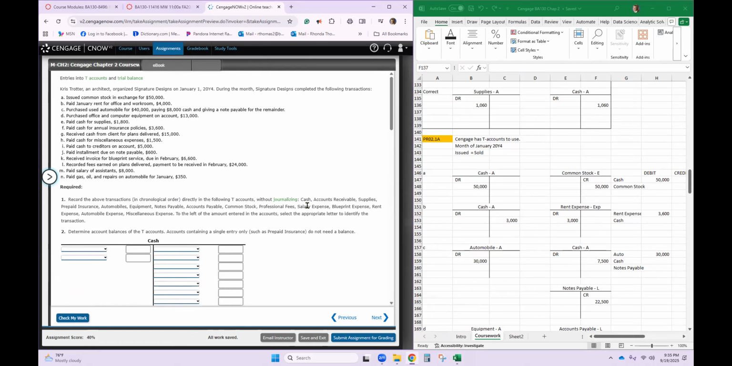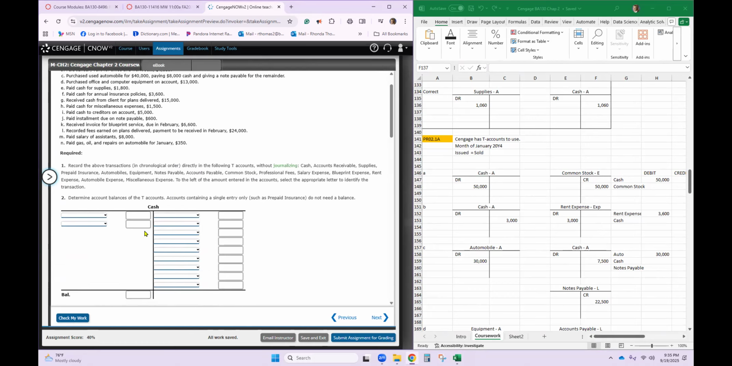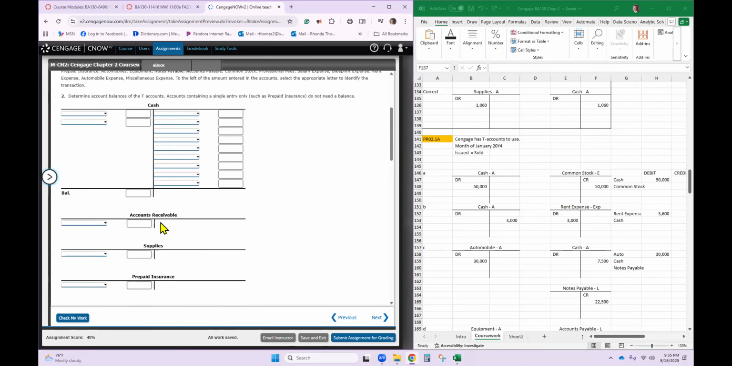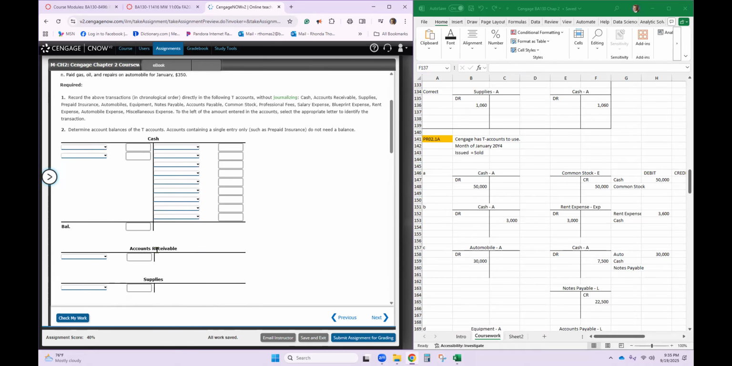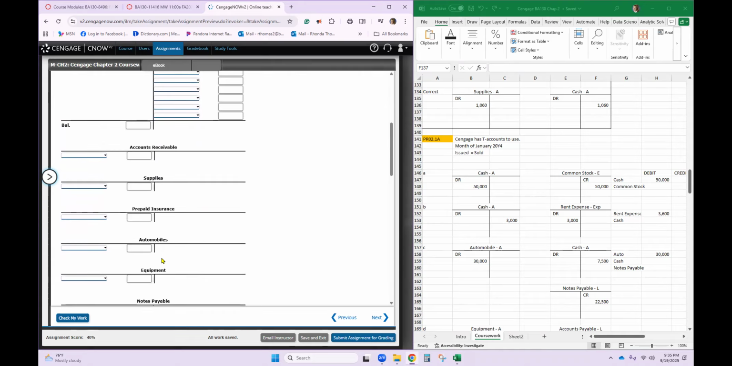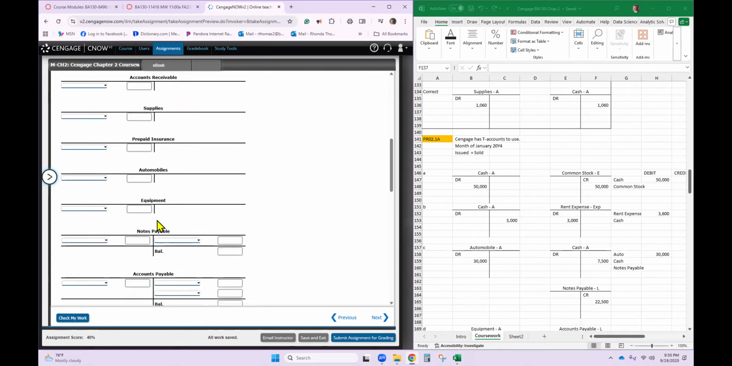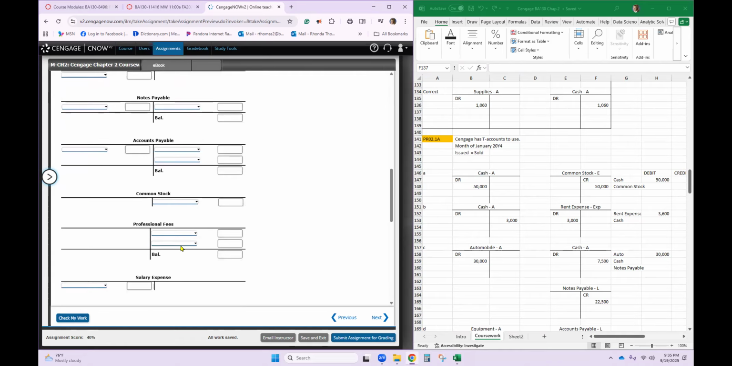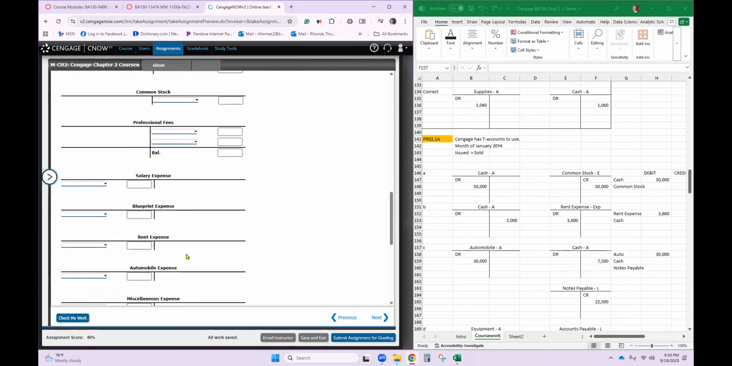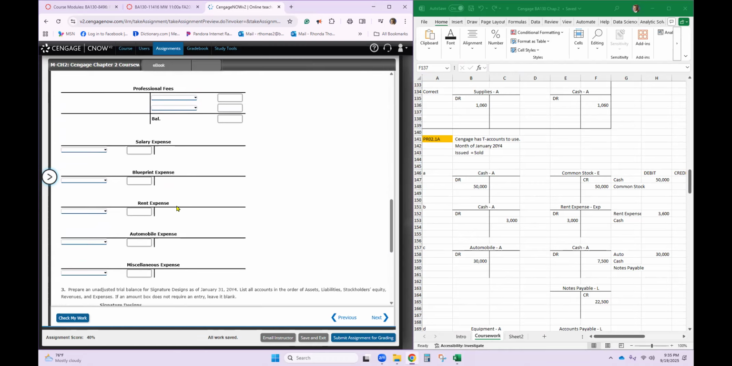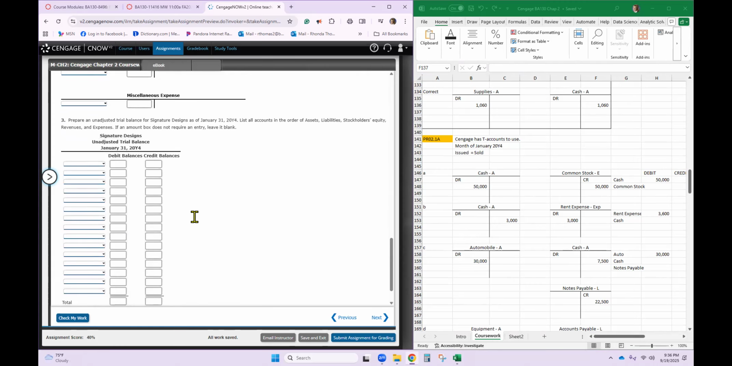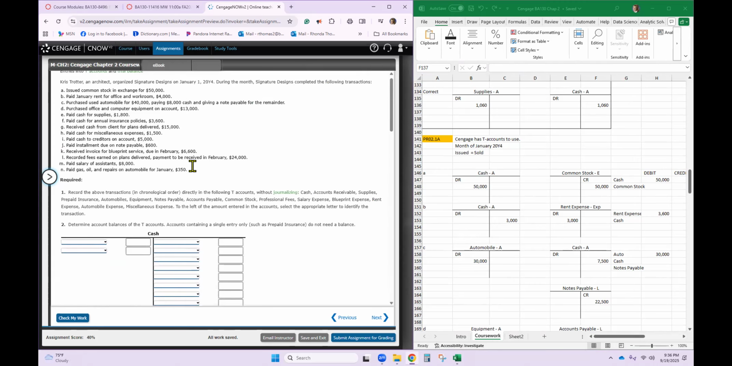So we have cash, which is right here. It has the most entries. Accounts receivable. We have supplies, prepaid insurance, automobiles, equipment. So 1, 2, 3, 4, 5, 6. We have 6 assets. We have 2 liabilities, 1 equity, 1 revenue. See, their revenue they call professional fees. Salary expense, blueprint expense, rent, automobile, and miscellaneous expense. And then we'll do a trial balance. Okay? So let's get started.